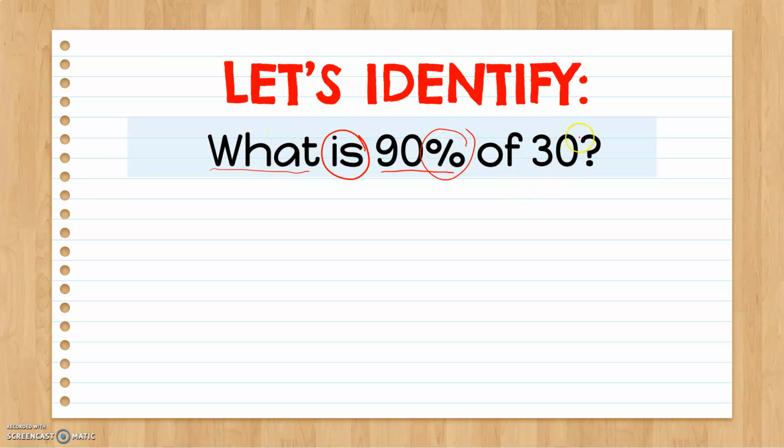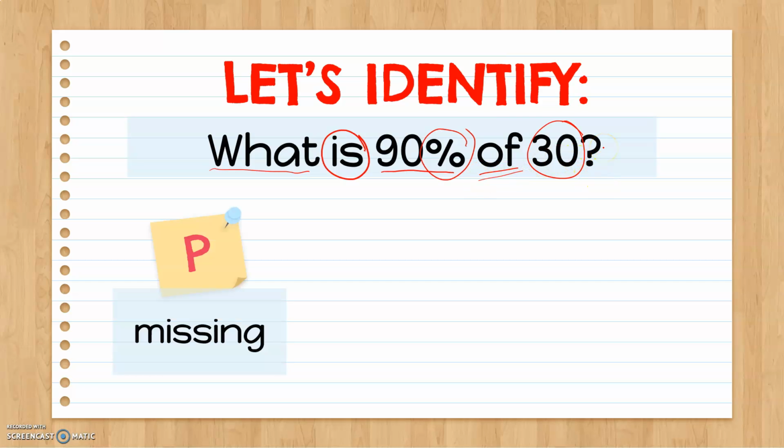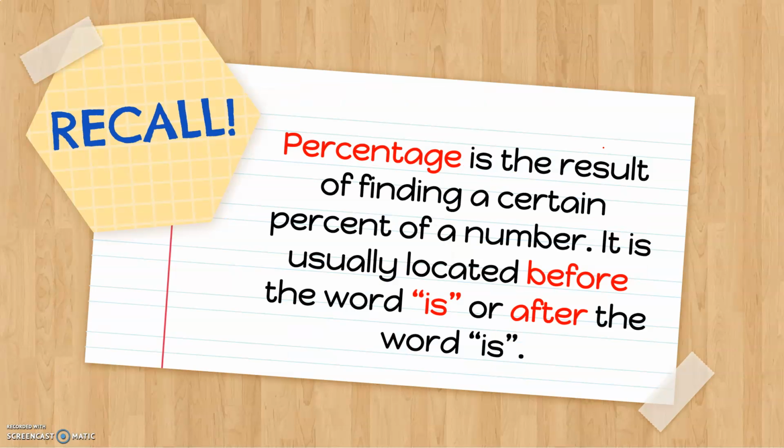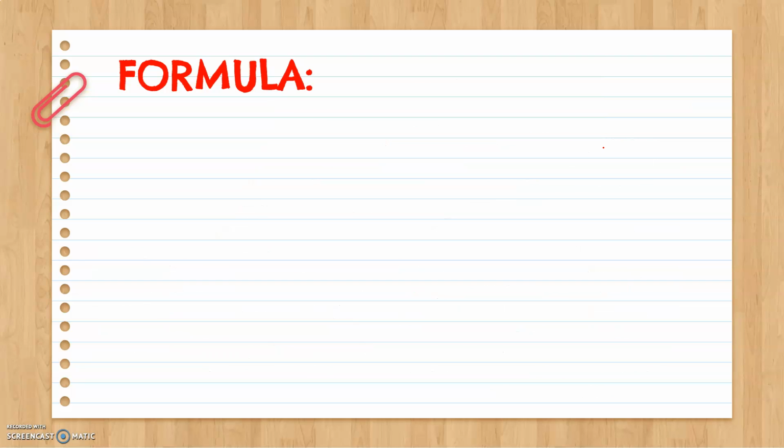Then, 30 is our base because of the keyword "of." So again, in this problem, we are missing the percentage. Base is 30 and rate is 90%. Let us recall that percentage is the result of finding a certain percent of a number. It is usually located, just like what I mentioned earlier, before the word "is" or after the word "is."